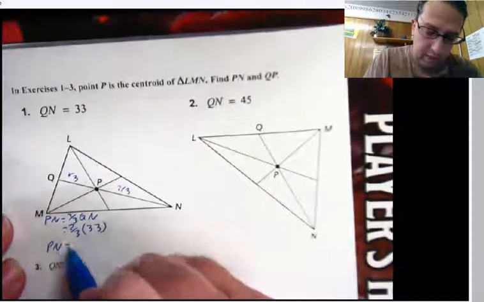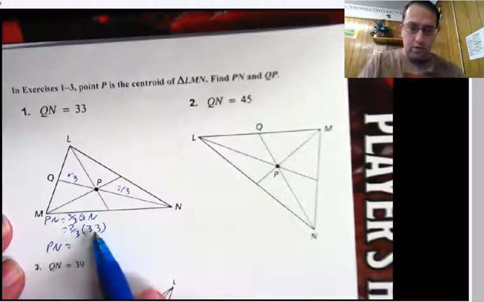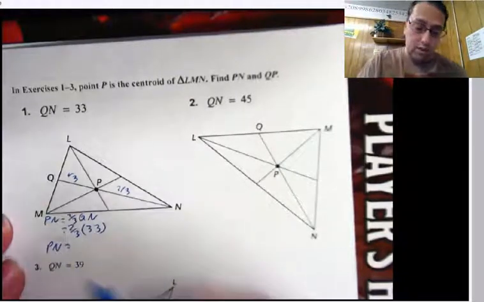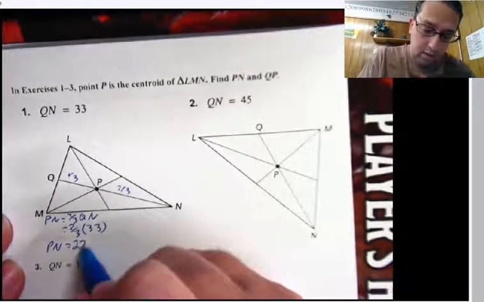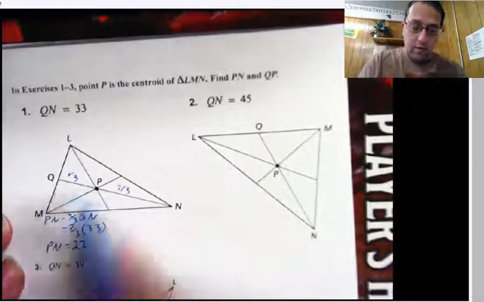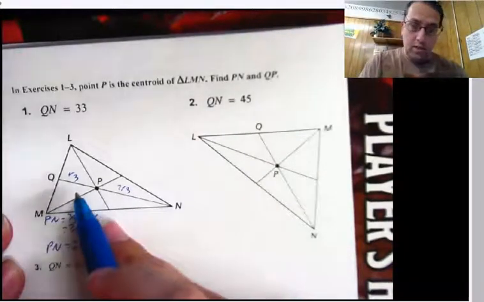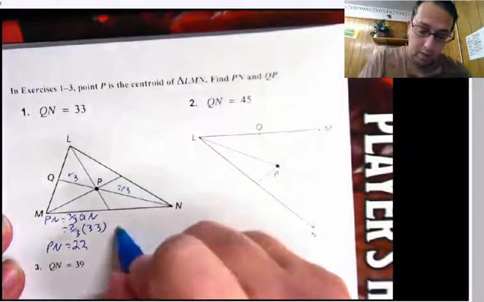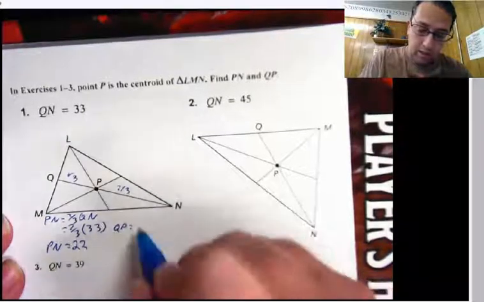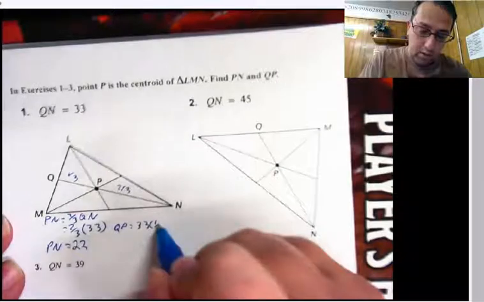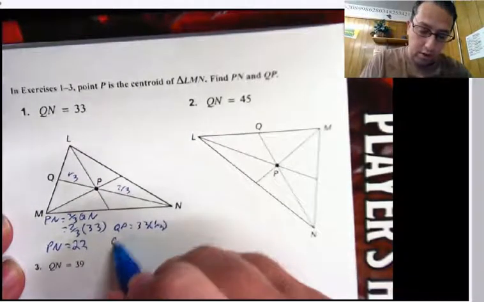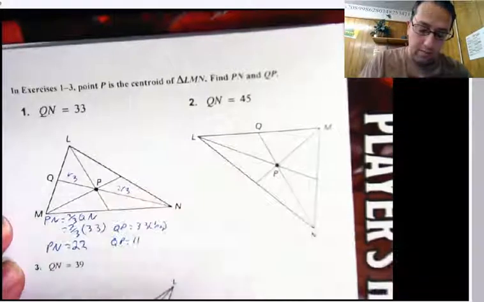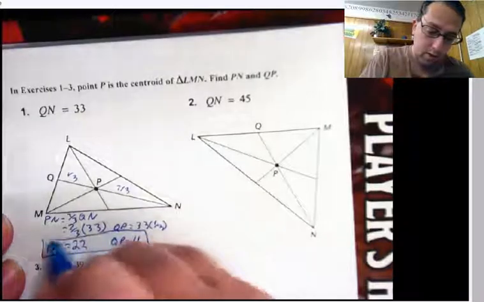So the length of PN equals, let's see, 2/3 of 33. 33 divided by 3 is 11 times 2 would be 22. So PN is 22. And now we need QP. Well, QP is going to be 1/3. Instead of 2/3, it's 1/3. So QP equals 1/3 of 33, which is 33 divided by 3, which is 11. And so there it is.